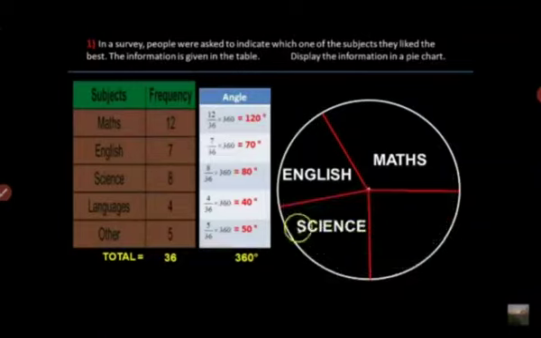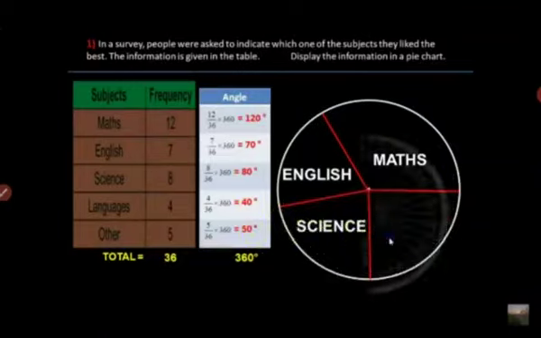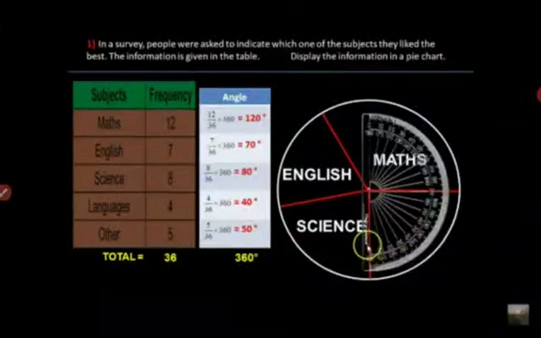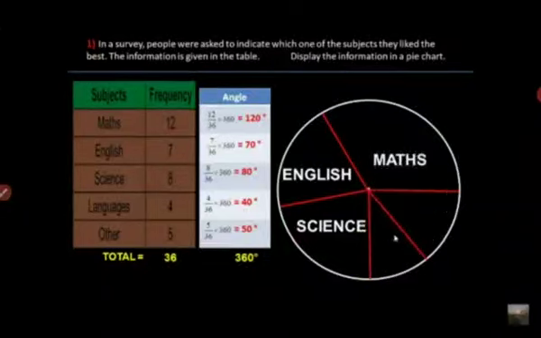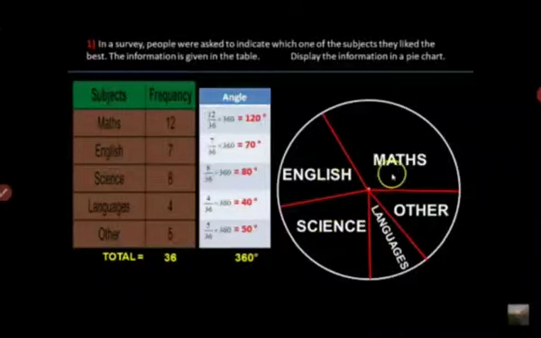And then we need to divide this into 40 and 50 degrees. For language, we need 40 degrees. This is our baseline here, 40 degrees over here. And then we draw a line and label the sector by the subject and others. Remember, you should always label the sectors in a pie chart. In case you don't have enough space, you can use a key just outside the circle. Shade different sectors with different colors and then use a key. Alright, so that's how we draw a pie chart.